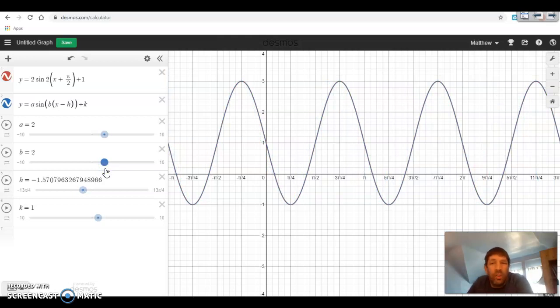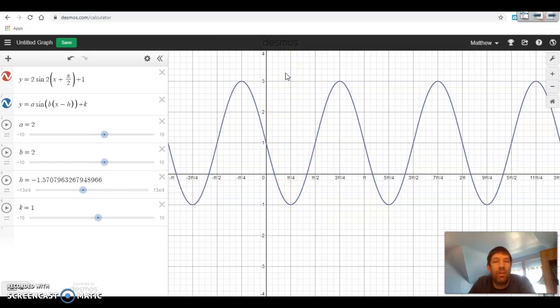So just a quick recap. K is the middle of your graph. So the middle of our graph vertically was 1. So K was 1. A, you can either think of as the distance from the middle to the top. So from 1 to 3 is a distance of 2. Or half the distance from the bottom to the top. So half of 4, which is 2.